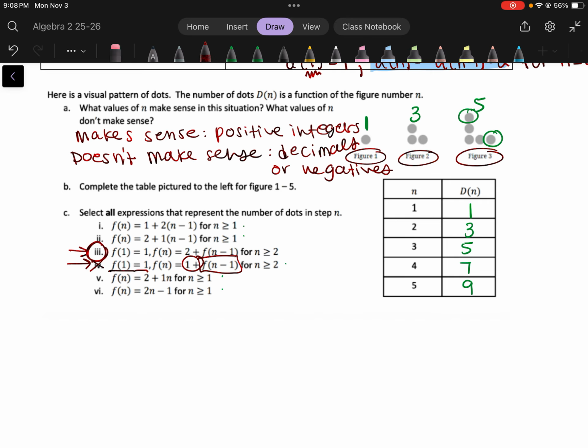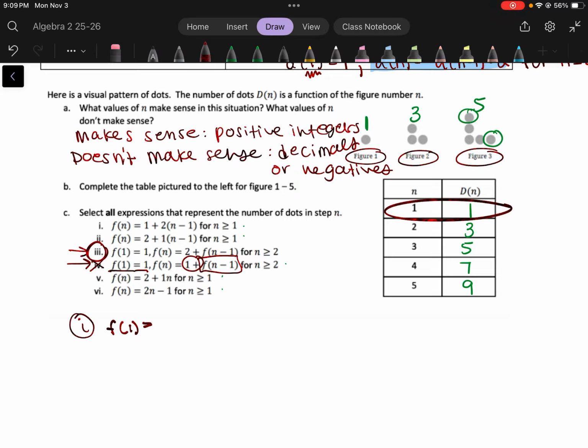Okay, the other 4 are explicit or nth term formulas. So what I would do is just plug in the values and see which ones work. So I'm gonna show my work down here. So for I, I'm going to plug in 1. And I should get, if I look at the table, when I plug in 1, I should get 1.